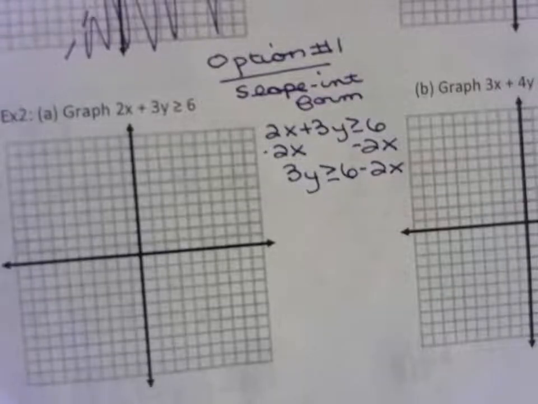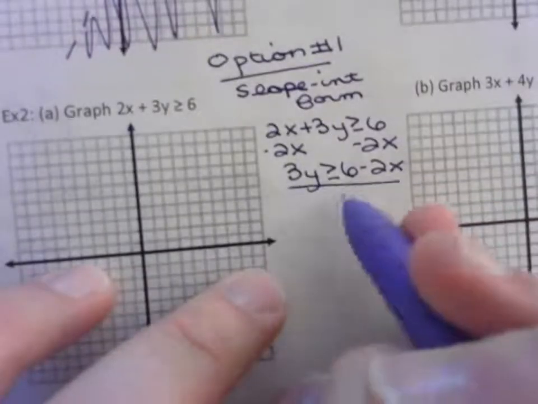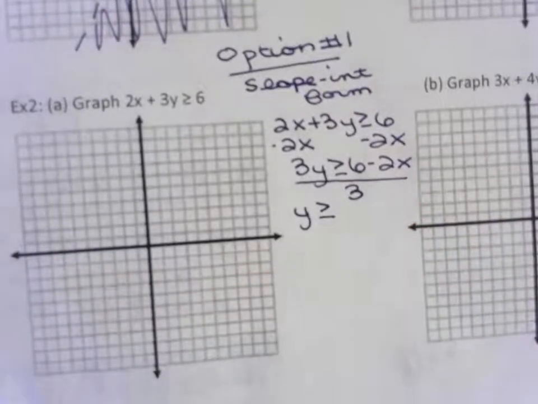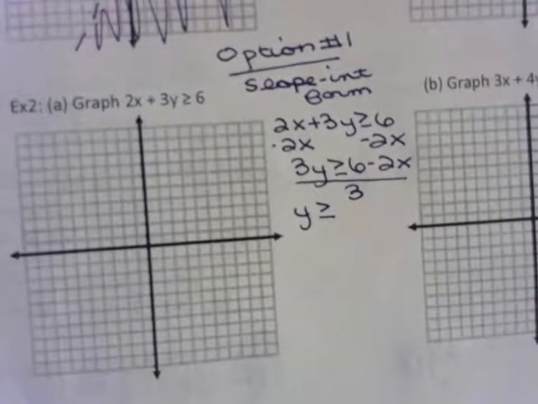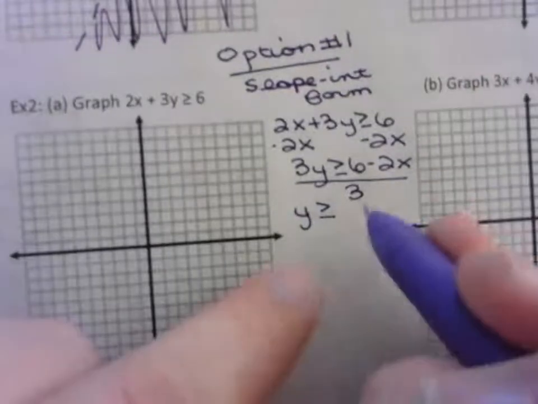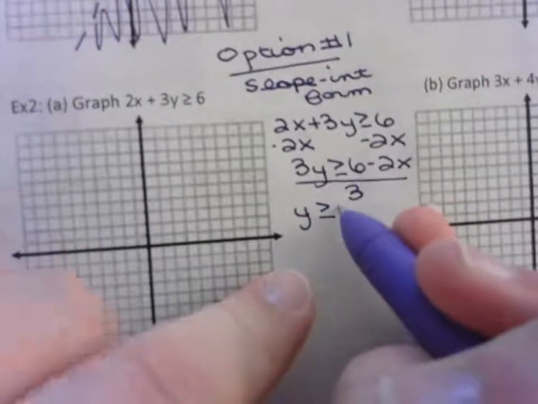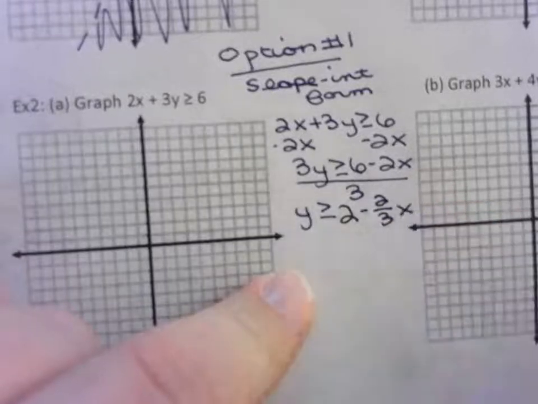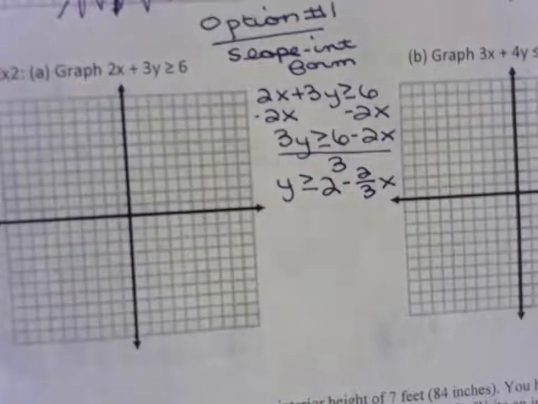I'm going to assume that most of you are more comfortable with slope-intercept form, but sometimes x and y intercepts will be easier, so I'm going to show you both. Is y alone yet? No, I need to divide by 3. So y is greater than or equal to, I don't switch the sign because I didn't divide by a negative, 6 divided by 3, 2, and then minus 2/3 x. That fraction doesn't reduce, so just leave it as minus 2/3 x.